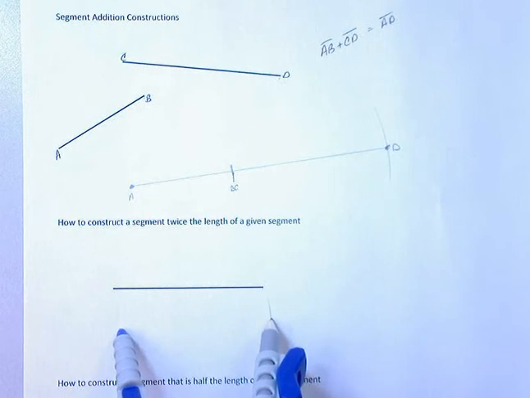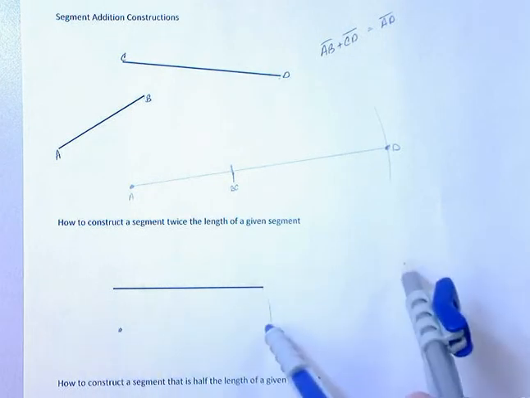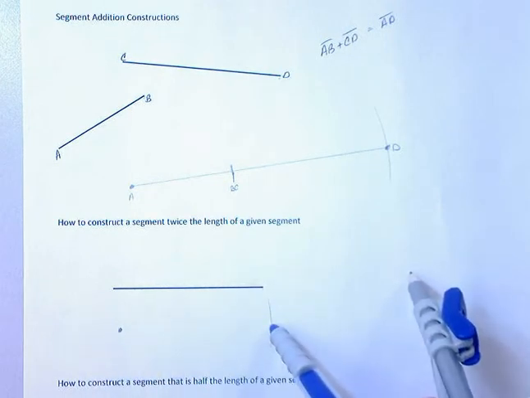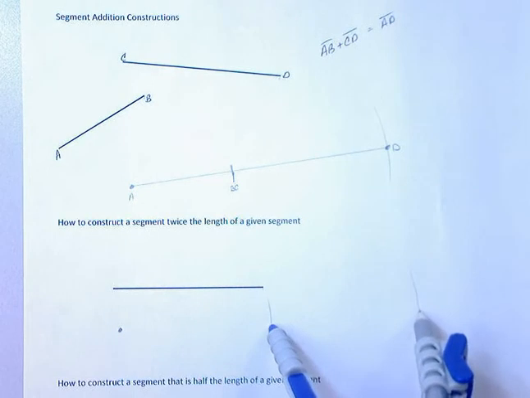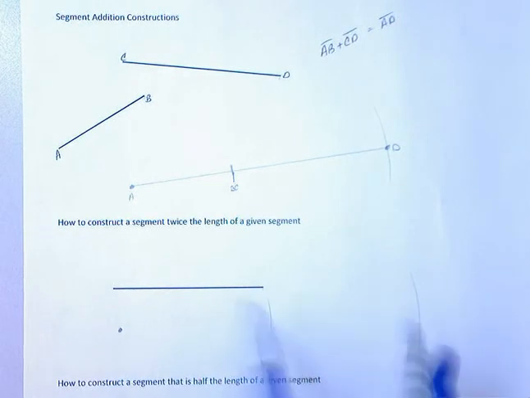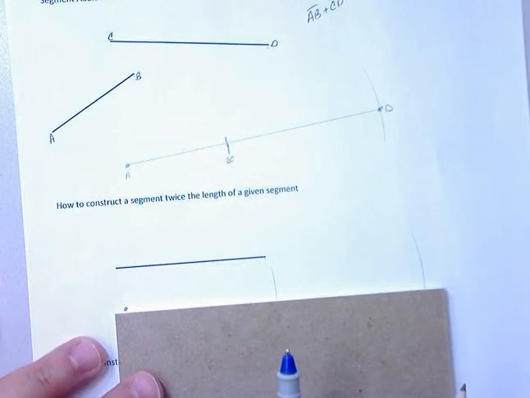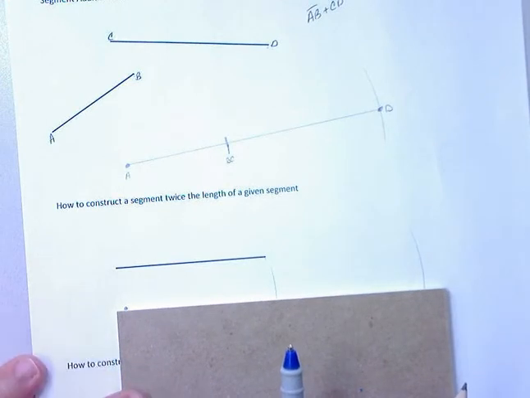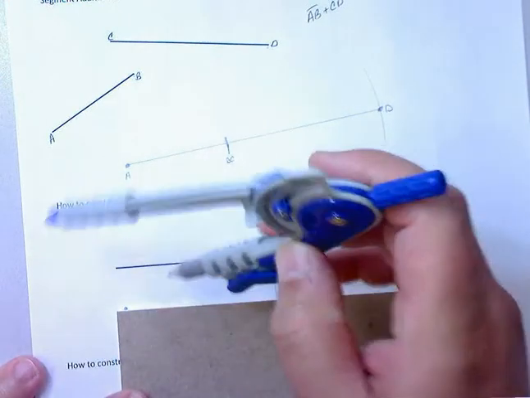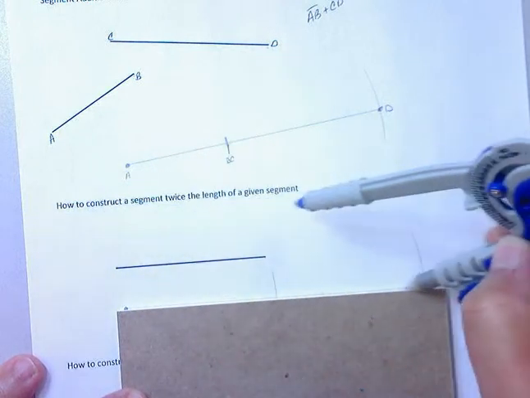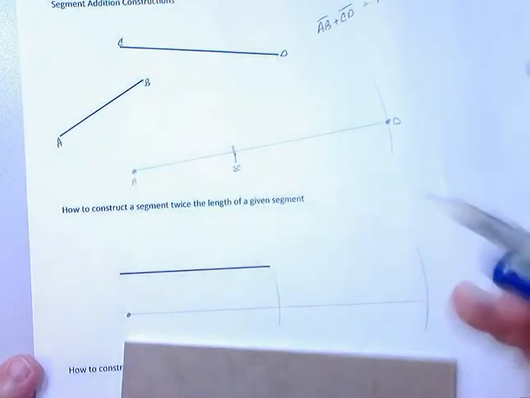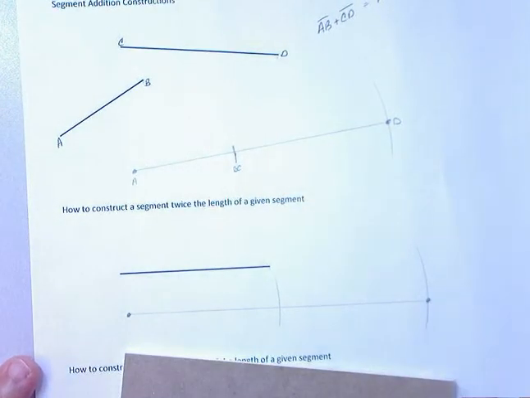So you just put one arc, and then go put another arc of the exact same length with your compass. Get your straight edge, connect the dot and the two arcs, draw a line, and you are good to go. So that's how you double the length of a segment.